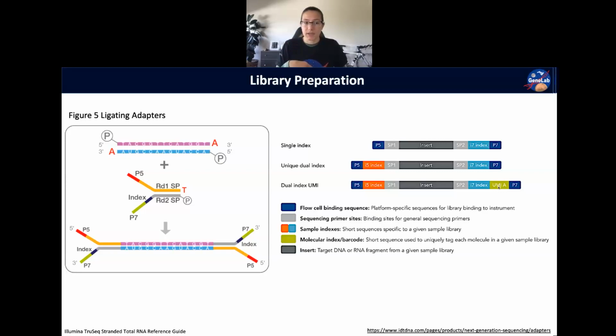So if we see a copy of that UMI along with the same sequence in the insert, then we know that we added that artificially. And so we probably shouldn't count it when we do our quantification of the number of reads.